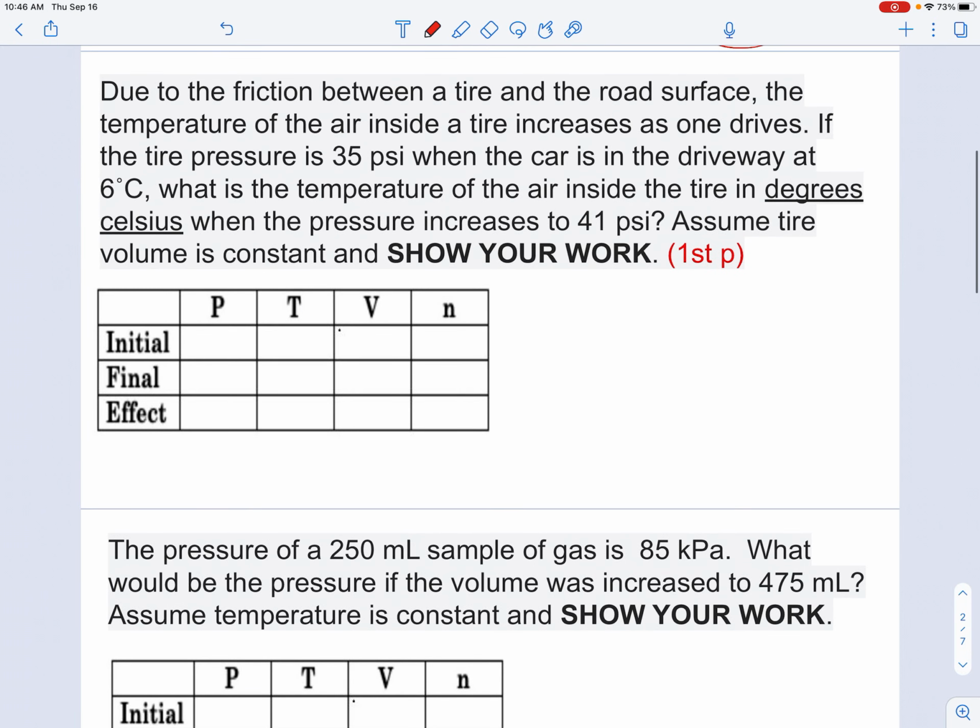The next one is a math problem. It's mainly my first period that had a problem with that, but if you're in second or fourth period, you could still watch this to figure out how to do the problem. So I'm going to fill the information in as I read it.